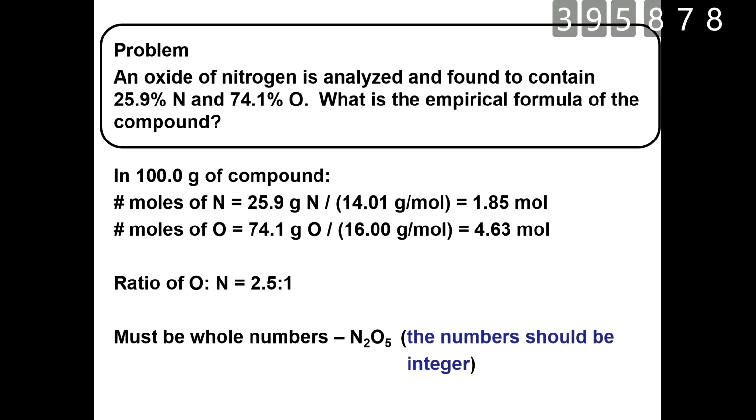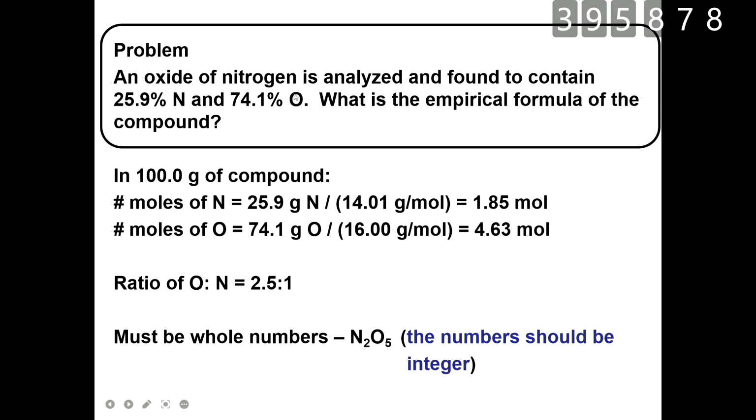So basically, we can just take 100 gram of compound. If 100 gram, of course nitrogen is 25.9 gram, right? So we just use its mass divided by its molar mass, which is 14 gram per mole, right? Just using the mass divided by the molar mass, what we can get is the mole number.